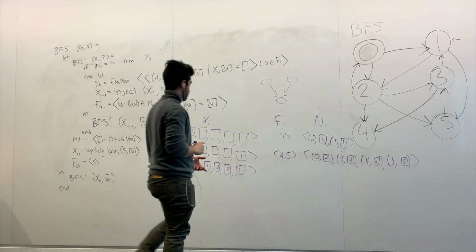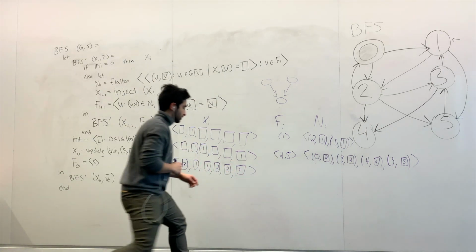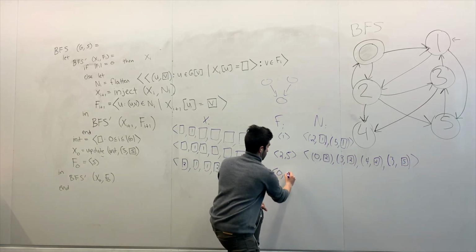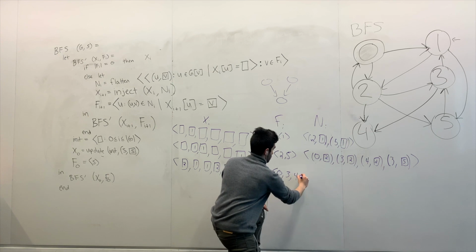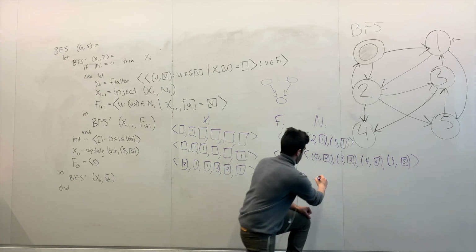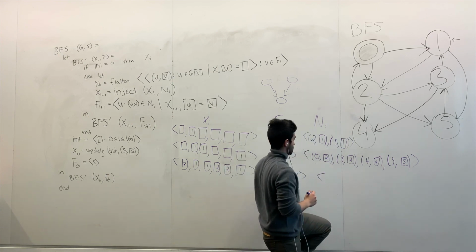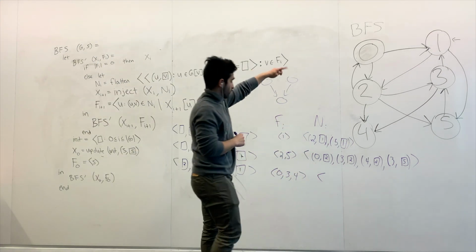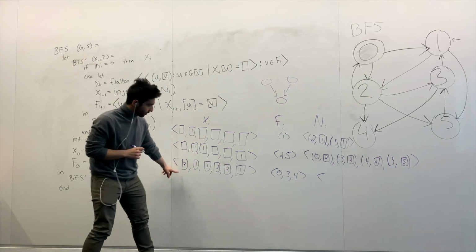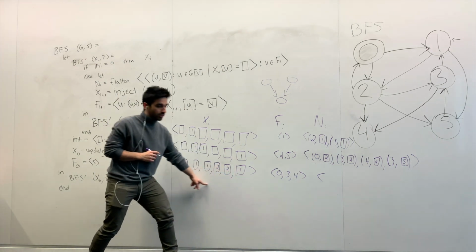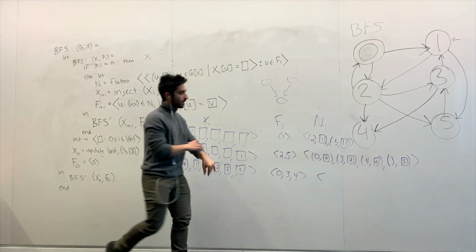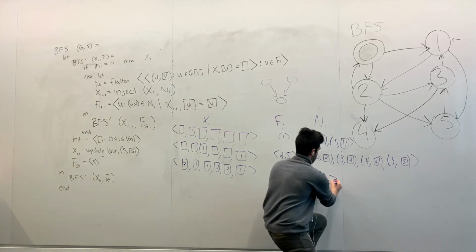Cool. So our new frontier is going to be all the vertices that we just discovered. So that's going to be 0, 3, 4. And then the neighborhood of the frontier, well, let's take a look. So 0's neighbors are 1 and 2, which are already discovered. Well, everything's already discovered if you look at the set here. So our frontier is going to be empty, because in this filter, we're going to just get rid of it. So this neighborhood is just going to be empty.